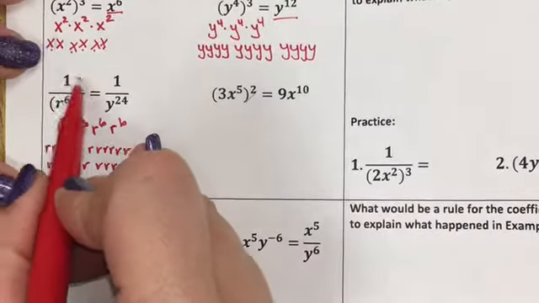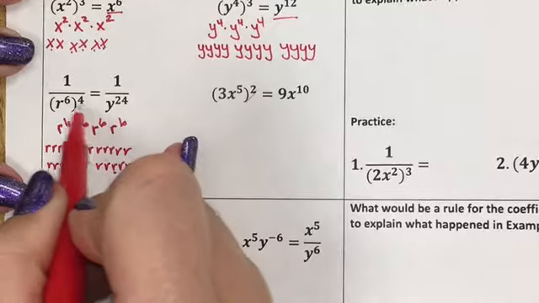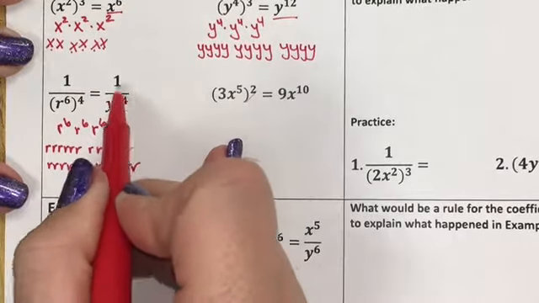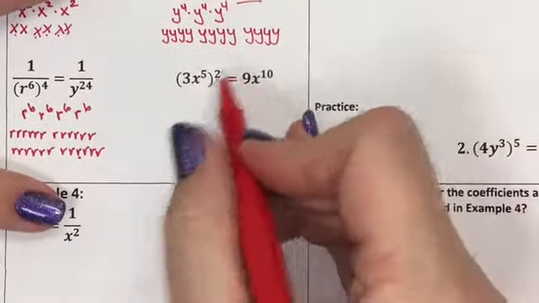Now notice, there's nothing on top but a 1. That will not change, because we didn't do anything at the top. We just expanded the bottom. So that still comes out as 1 over y to the 24th. All right, now last problem.